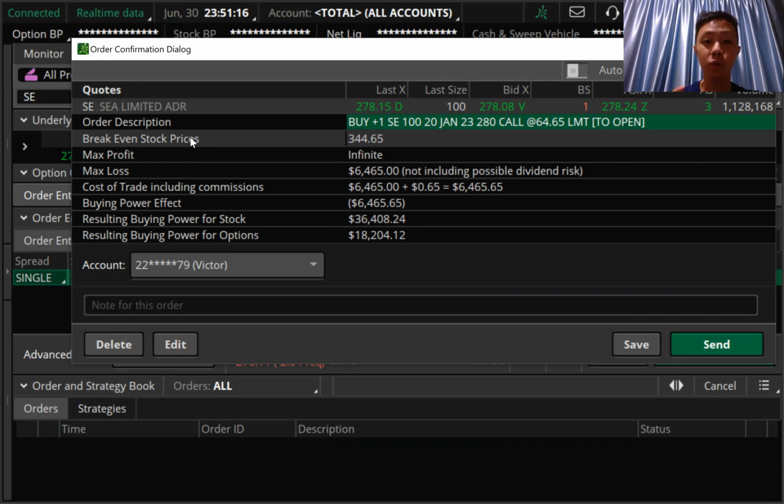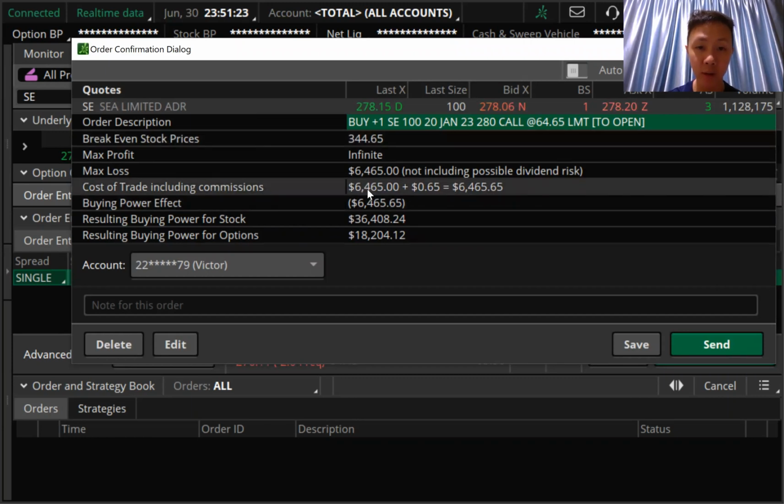Okay, so what we want to earn is the price difference. Right now we are paying 6,400. If the stock rallies and the premium we paid increases in value to, let's say, 10,000, we want to make the difference, 10,000 minus 6.4K. The difference will be our net profit.